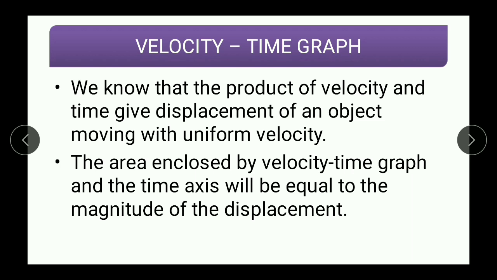Second point is the area enclosed by velocity time graph and the time axis will be equal to magnitude of displacement. So if we find out the area of a velocity time graph, you will find that it gives you a magnitude of displacement.